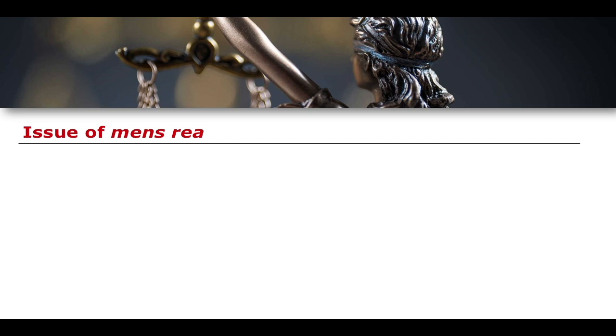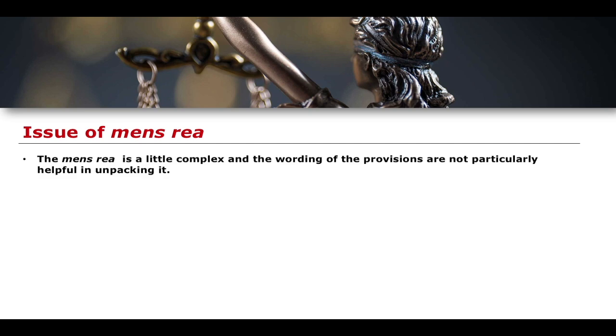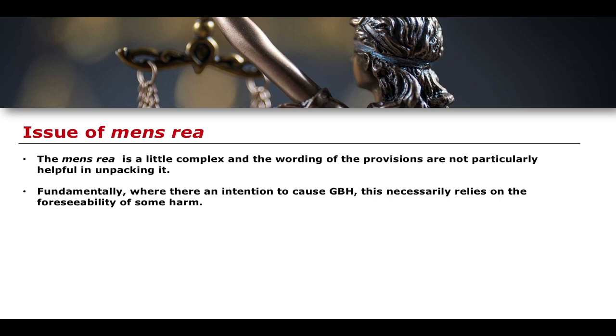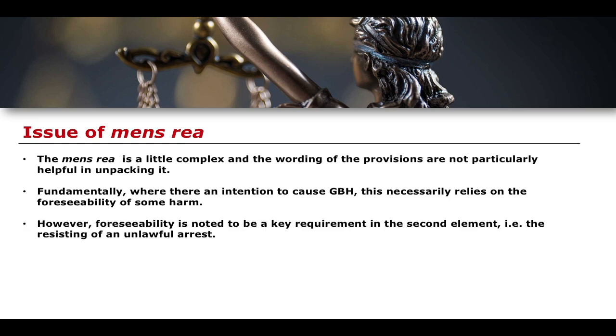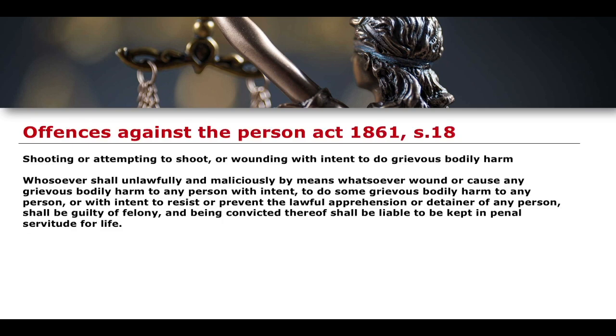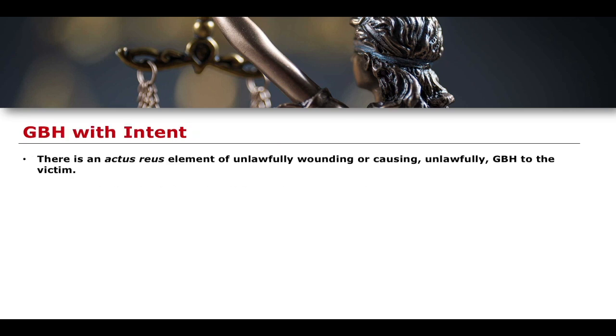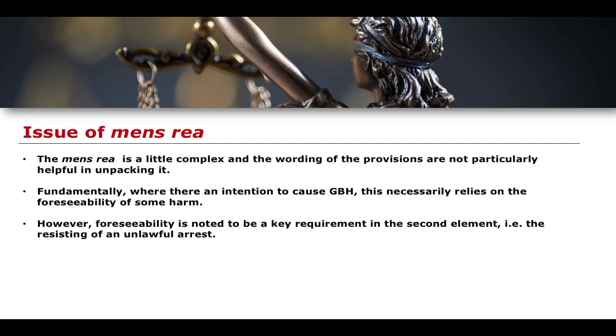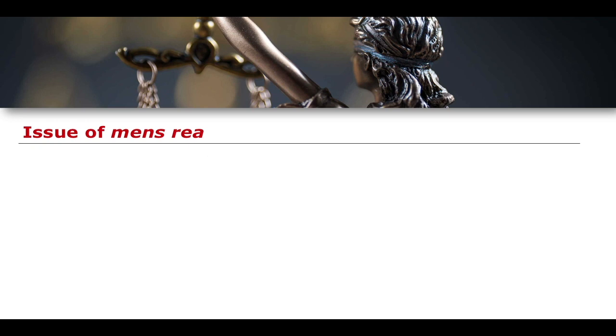So the issue that we have, really, is the issue with mens rea, because it's a little bit complex in terms of the wording, and the provisions aren't particularly helpful in unpacking this wording. Fundamentally, where there is an intention to cause GBH, this necessarily relies on the foreseeability of harm. Necessarily, okay? However, foreseeability is noted to be a key requirement in the second element, i.e. the resisting of an unlawful arrest. If we go back here, we see that to do some grievous bodily harm to any person, or with intent to resist or prevent unlawful apprehension or detainer of any person. Then it goes on to the rest of the provisions. So this is a key requirement there. And it is quite interesting that this is a little element that is situated in this particular piece of legislation. But that's fundamentally the beginnings and ends of GBH with intent.